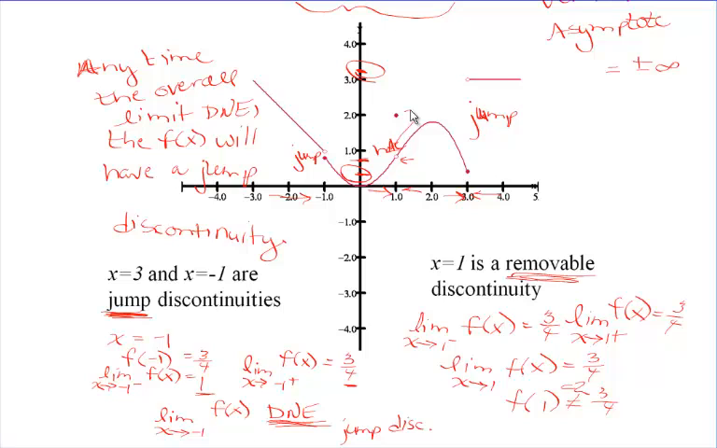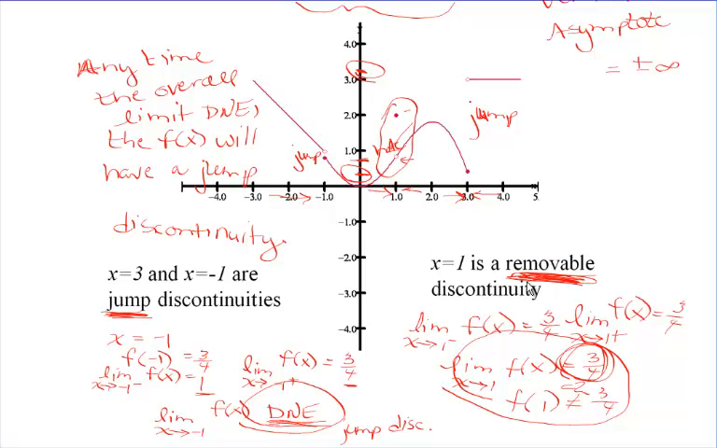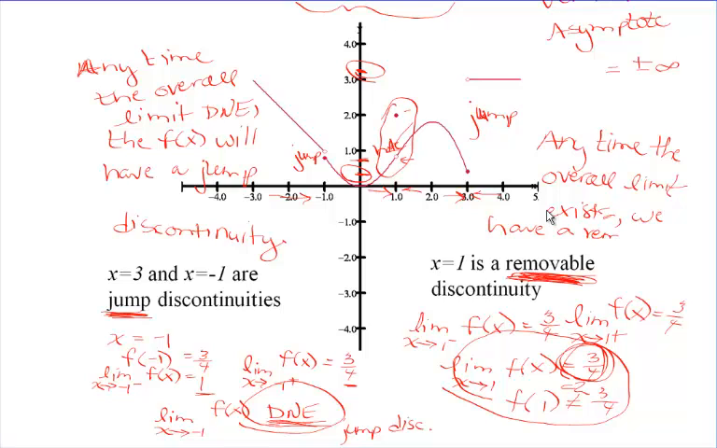So once we've determined we have a discontinuity, we can identify what type of discontinuity by looking at the overall limit. If the overall limit does not exist, we have a jump discontinuity. If the overall limit does exist, we're going to have a removable discontinuity. So anytime the overall limit exists, we have a removable discontinuity.